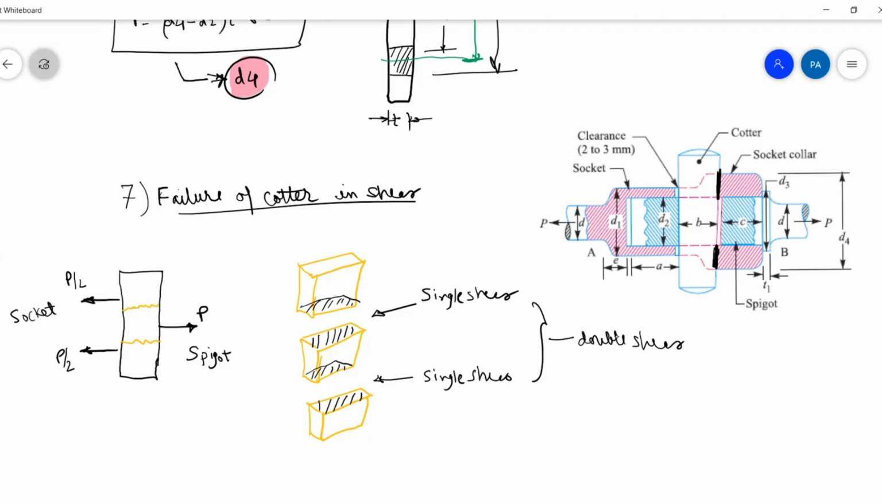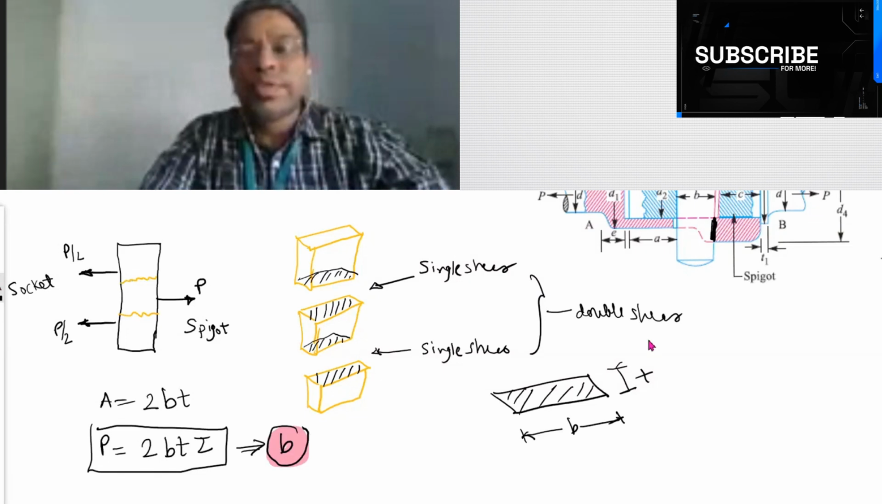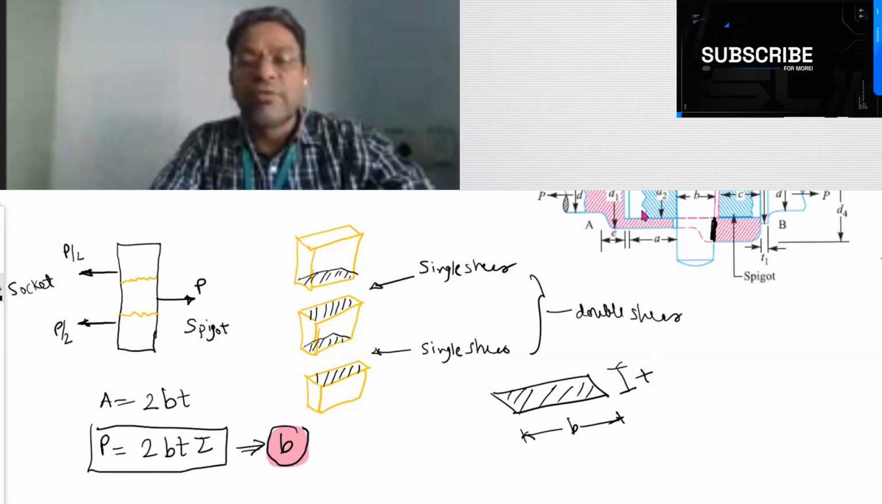So what will be the area now? What is this area? This is B, and this is T. So area is equal to B into T for single shear. For double shear it is 2 into B into T. So I can write P equal to 2BT into tau. This is the formula, and from this you will get the value of B. Okay, so we have seen how to find the value of B. Now we'll see how to find the value of A.